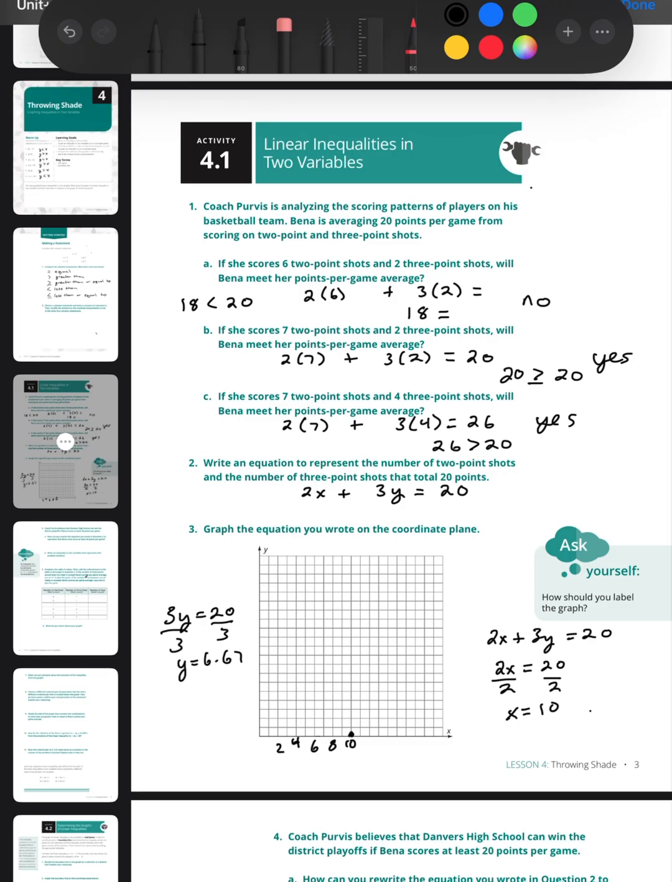So there's our y-intercept. So we're going to have to estimate it just a little bit. So I'll say 2, 4, 6, 8, 6.67 would be about right there. Let me fix that. There we go. About right there. So we can see our line would look about like that.